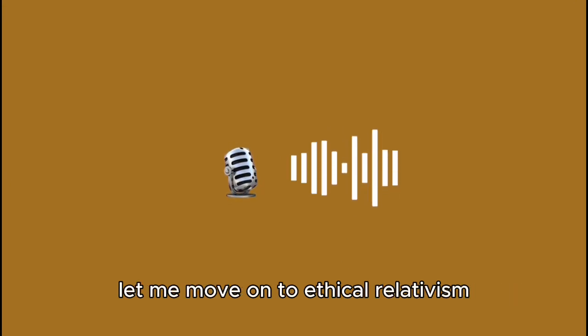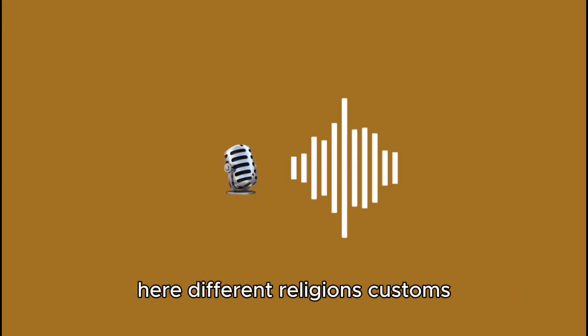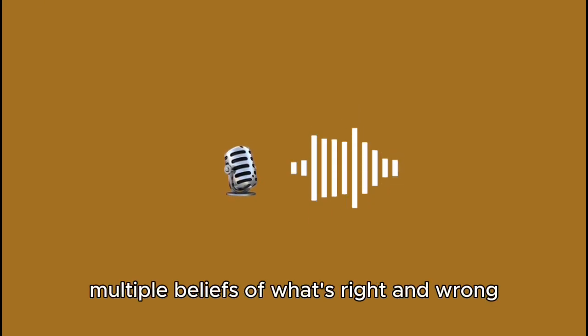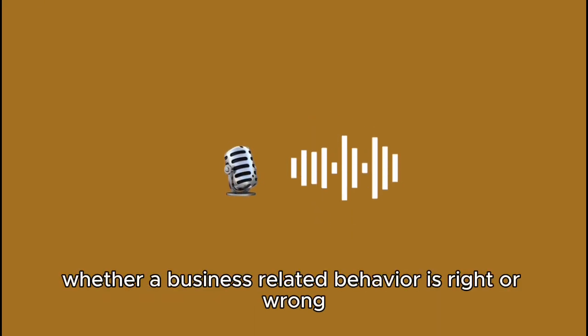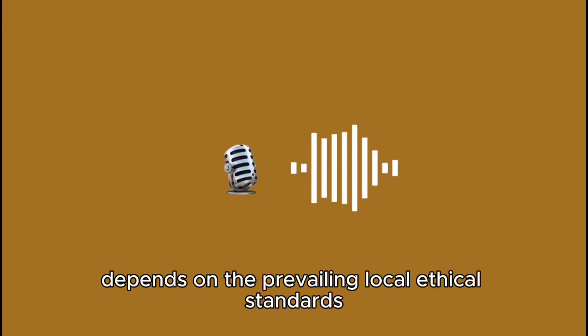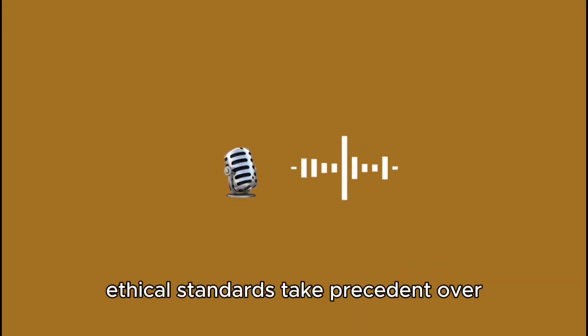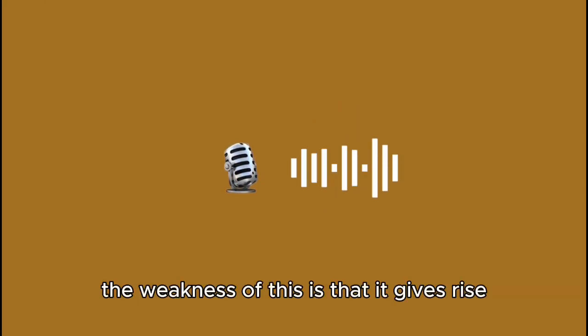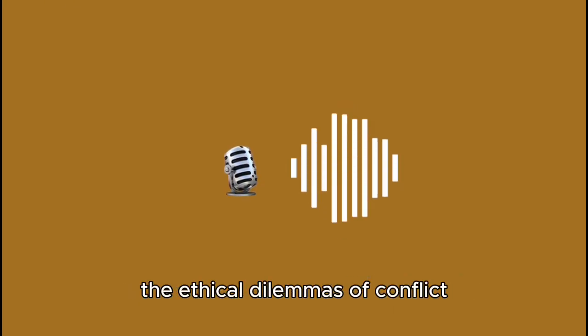Then we move on to ethical relativism. Here, different religions, customs, and cultures give rise to multiple beliefs of what's right and wrong. So whether a business-related behavior is right or wrong depends on the prevailing local ethical standards. So the local ethical standards take precedence over the ethical standards of the company. The weakness of this is that it gives rise to ethical dilemmas or conflicts.